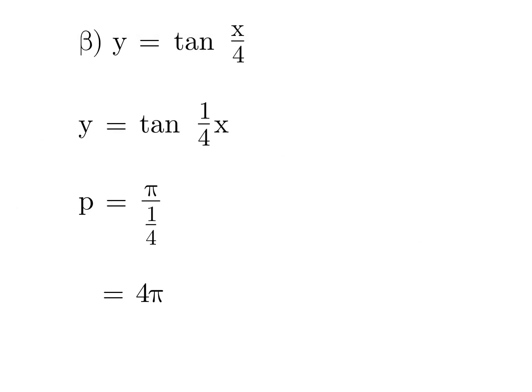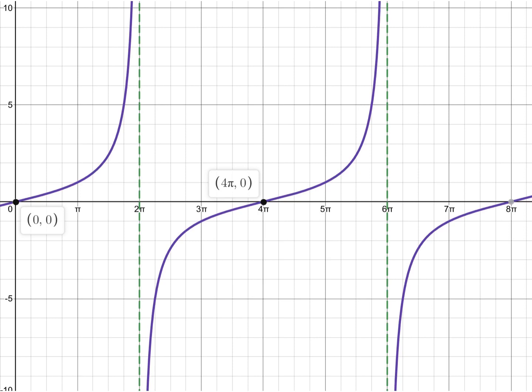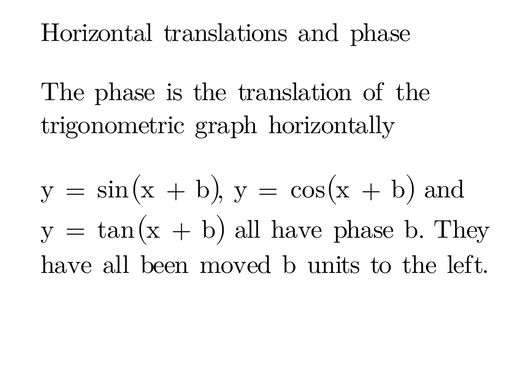For tan x on 4, this you've got to be careful of. So remember, x on 4 is the same as a quarter x. So the period is pi on n, and since n is a quarter, that's pi on a quarter, which is 4 pi. So that means that our tan curve is going to repeat itself after 4 pi. So you can see our tan curve starts at 0, 0. It repeats itself after 4 pi. So that means that our asymptote is halfway. And so halfway between 0 and 4 pi is 2 pi.